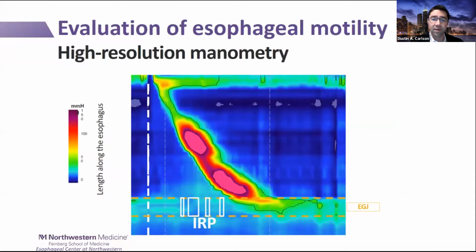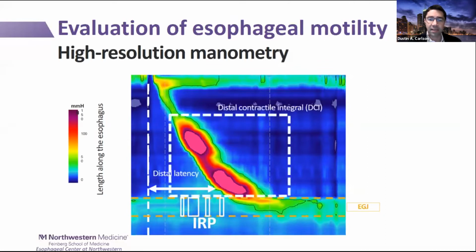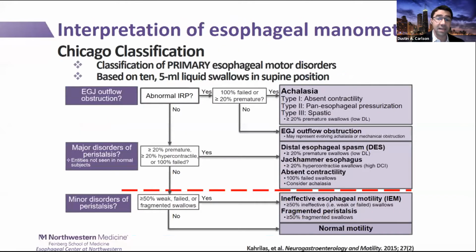Esophageal pressure topography provides quantifiable metrics of esophageal function. The IRP measures deglutitive EGJ relaxation pressure. The distal latency measures contractile inhibition. And the distal contractile integral measures contractile vigor. All of these have aided high-resolution manometry interpretation and are also amenable to application to a hierarchical classification scheme of esophageal motility disorders, the Chicago classification.